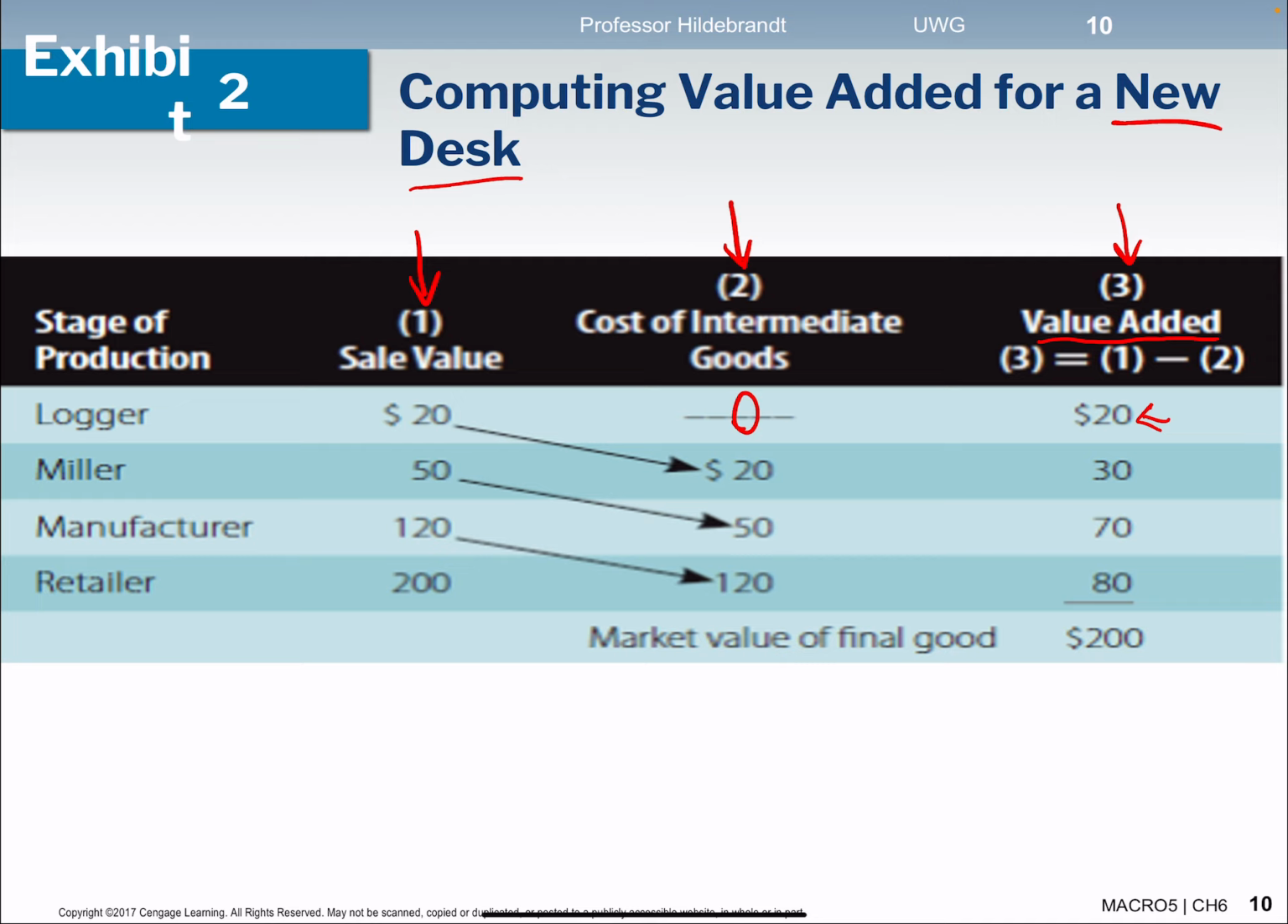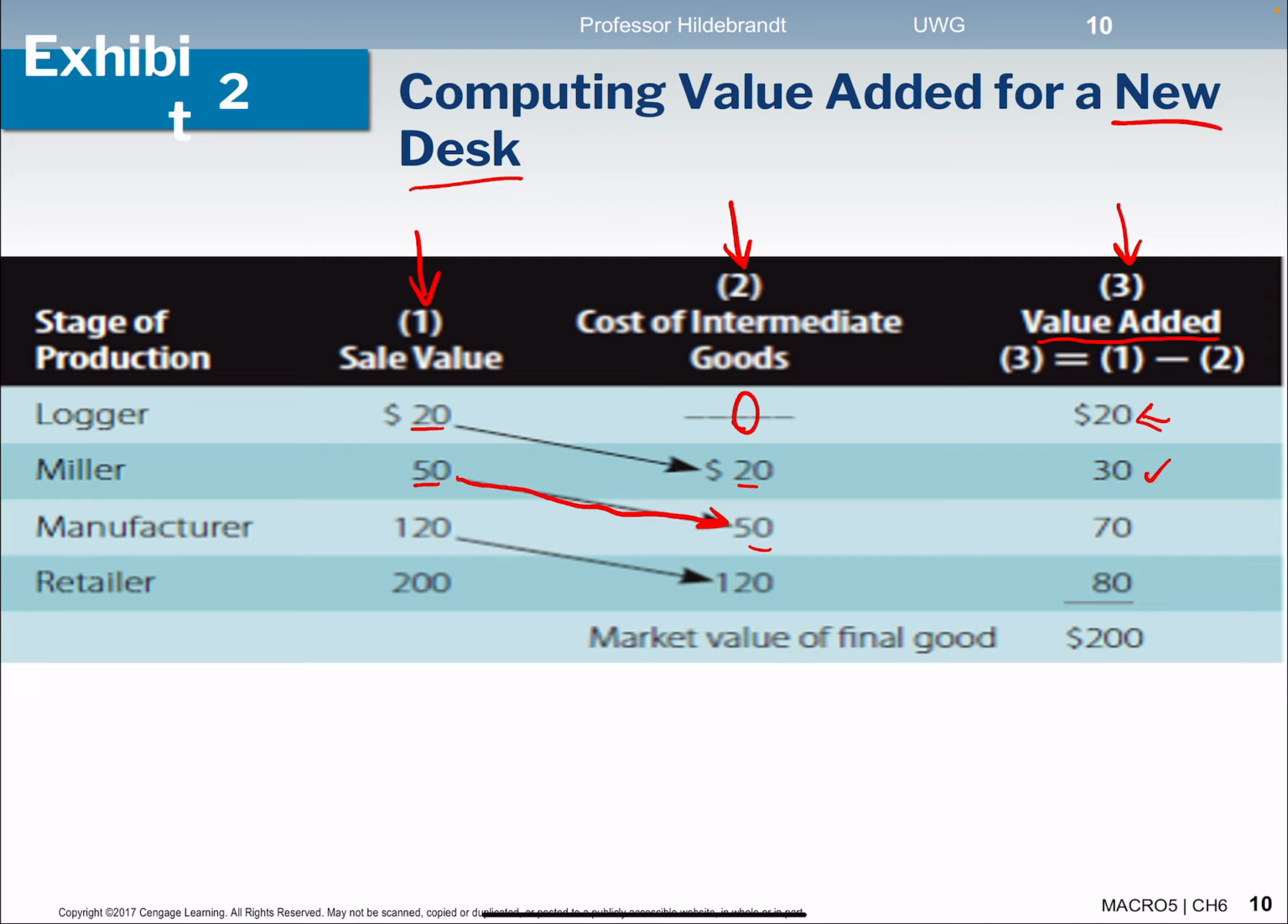Well, then the miller is the one that purchased the log, and he's going to grind it up. So he's going to sell it for $50. It cost him 20. How do I know that? Well, the cost of the intermediate good in the second step of production is simply going to be the sales price in the previous. So now that I know that the miller is selling it for 50, watch what happens. That becomes the cost for the manufacturer in step 3. So back to the miller. His sales price is 50. His cost of intermediate is 20. So 50 minus 20, $30 value added by the miller.